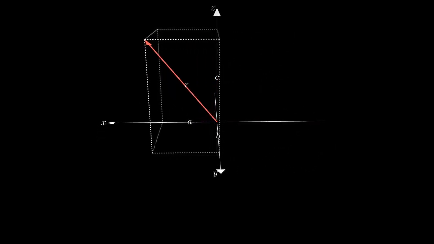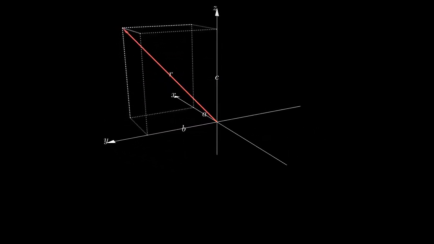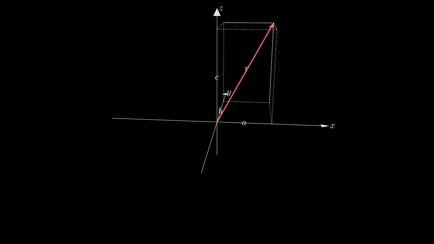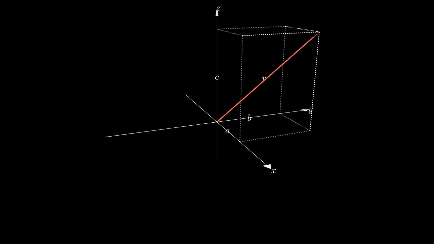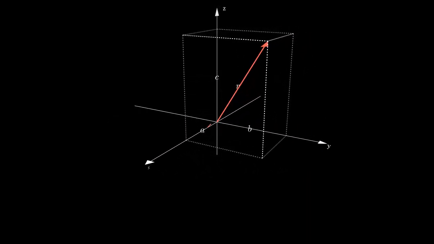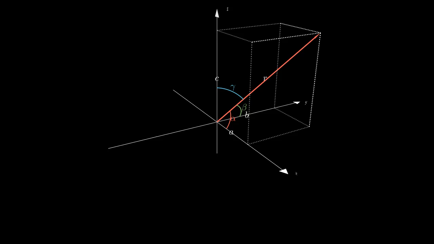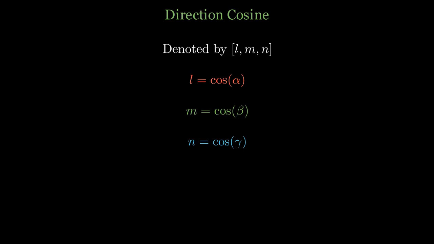Direction cosines are another way of representing the direction information of a vector. In the vector shown on the screen, r is the magnitude of the vector, a is the x component of the vector, b is the y component of the vector, and c is the z component of the vector. Alpha is the angle that the vector makes with the x-axis, beta is the angle that the vector makes with the y-axis, and gamma is the angle that the vector makes with the z-axis. Direction cosines are the cosines of these angles, that is, cos alpha, cos beta, and cos gamma. Direction cosines are denoted by L, M, and N, where L is cos alpha, M is cos beta, and N is cos gamma.